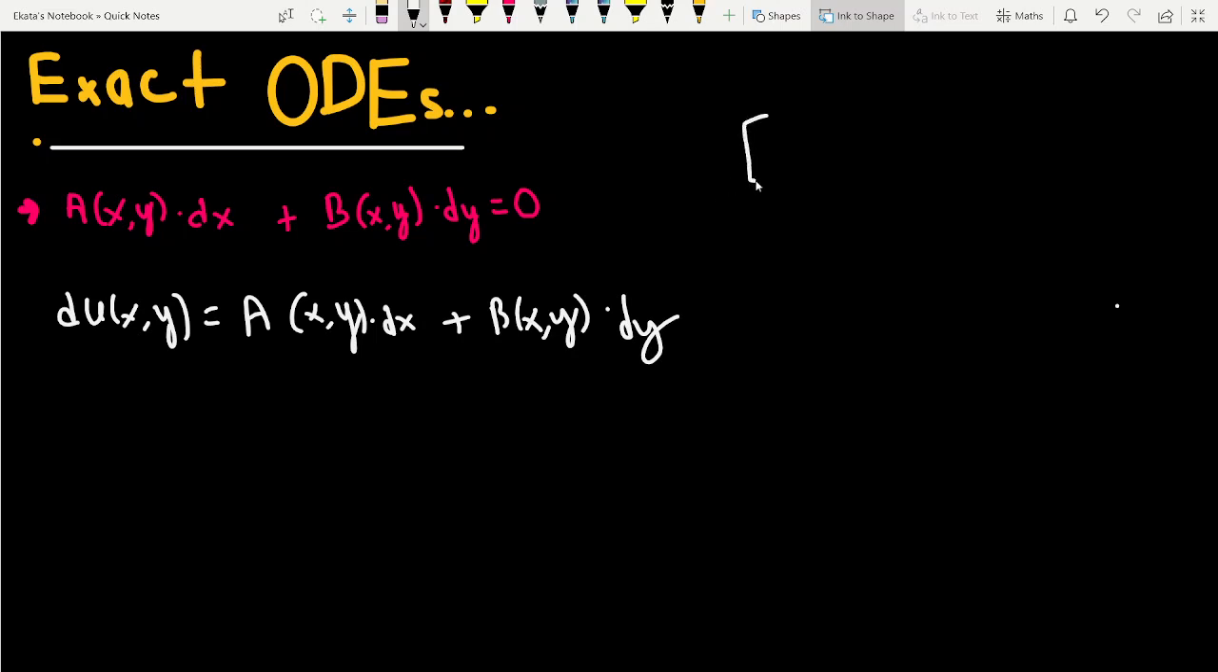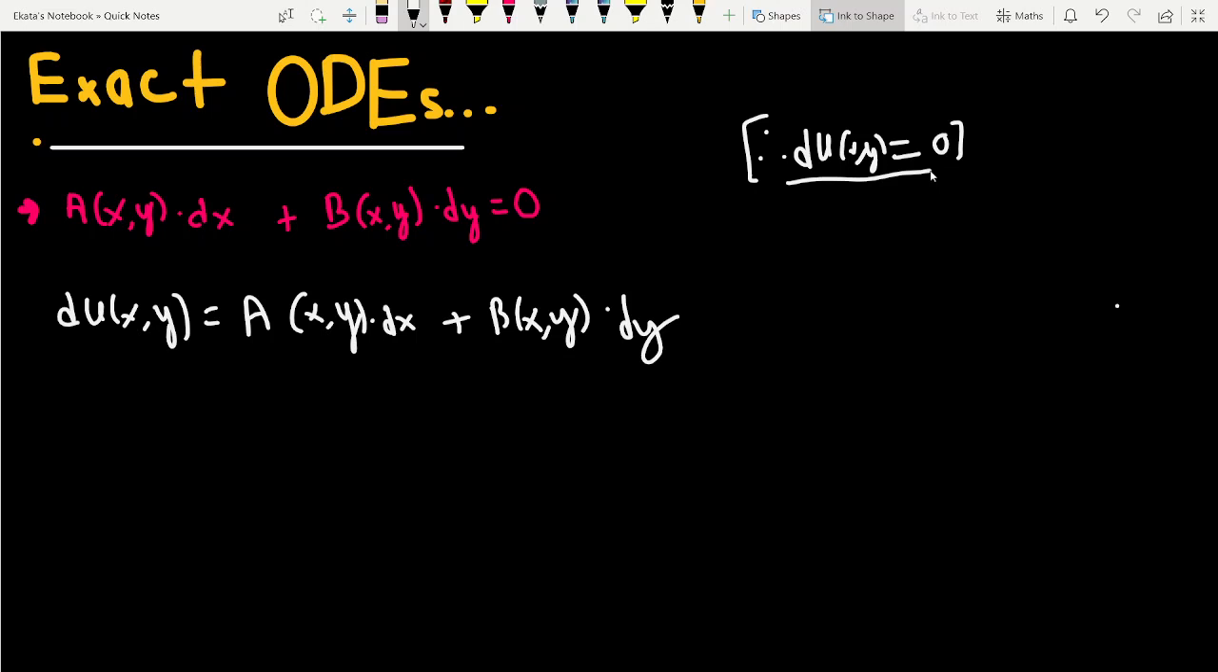So here it means that du(x,y) is also equal to 0. So this is a differential. I have discussed differentials in other videos, so you can watch those. Suppose that this is a type of particular differential equation. How can we solve this?